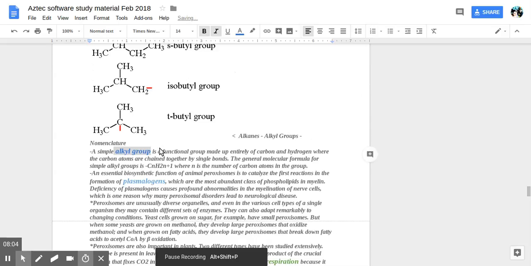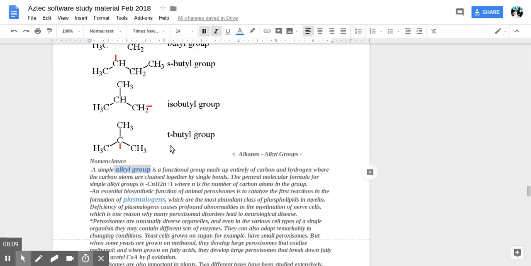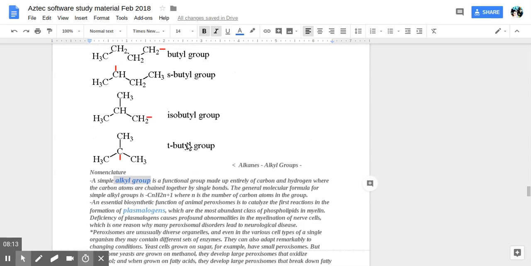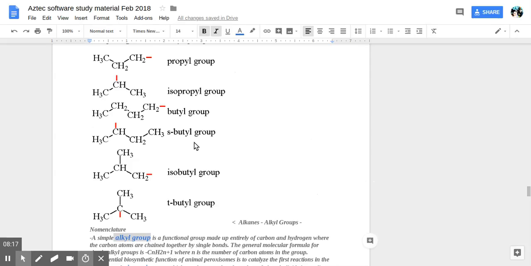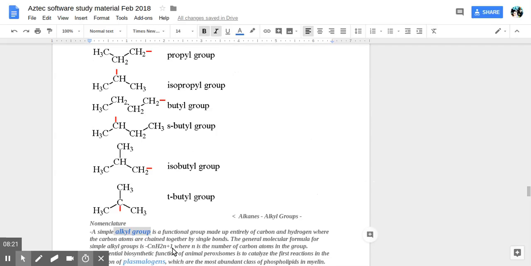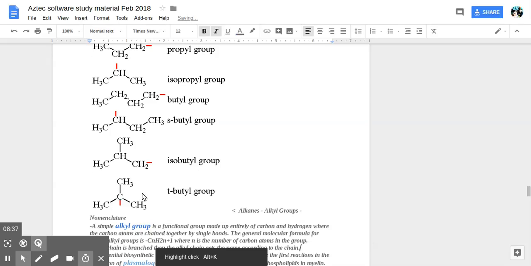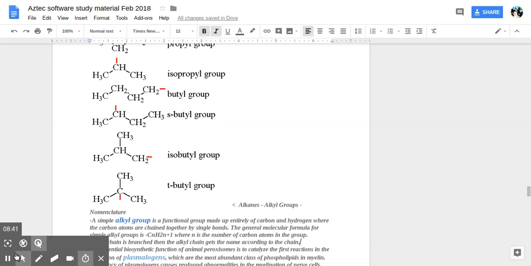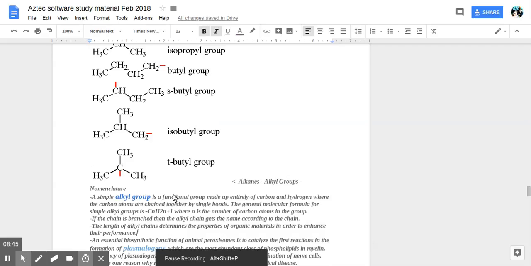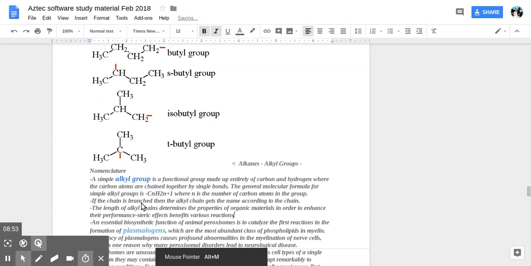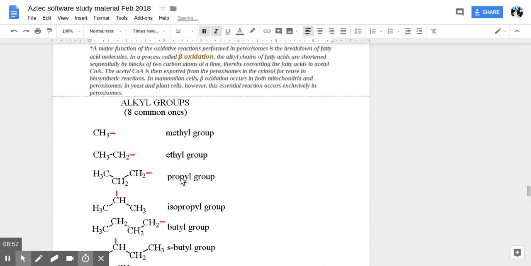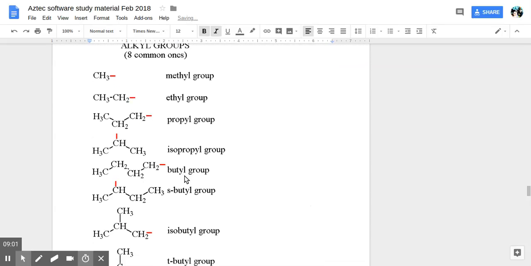So an alkyl group is defined as a functional group made up of carbon and hydrogen entirely, where the carbon atoms are chained together by single bonds. The general molecular formula for a simple alkyl group is C to the N, H2 to the N plus 1, where N is the number of carbon atoms in the group. If the chain is branched, the alkyl group gets the name according to the chain. So the length of the alkyl chains determines the properties of organic materials and enhances their performance in various ways. Therefore, the steric effects of the molecules benefit the various reactions that they are part of.